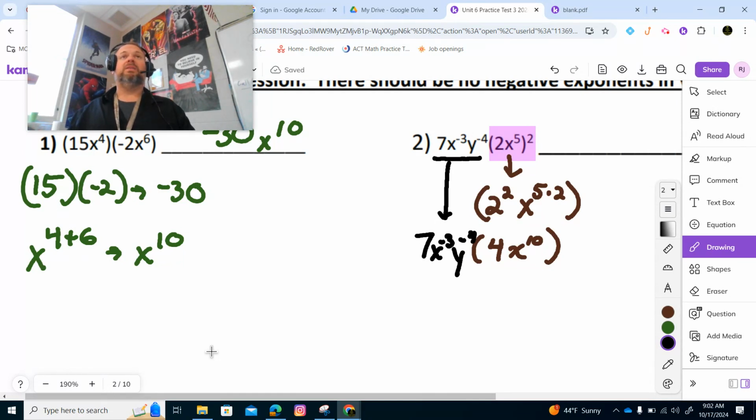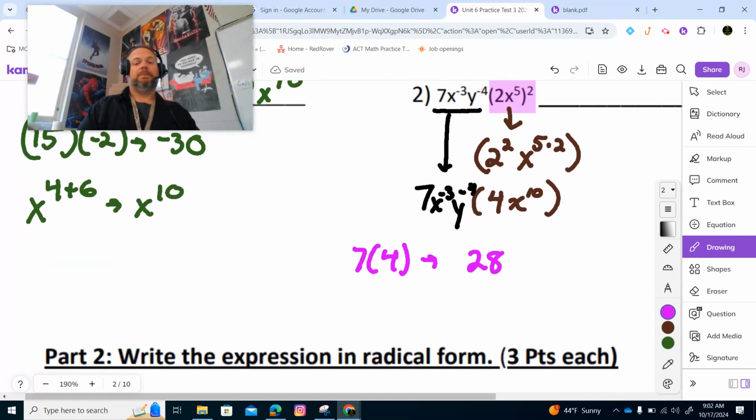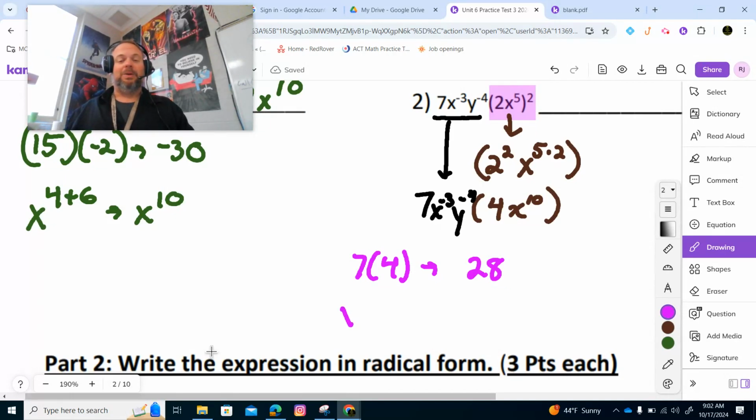Oh, look here, my friends. Now this looks like the problem we had previously. And what did we do previously, my friends? Well, we took our numbers and we multiplied them together, we took our exponents and we added those together. And then this poor little y is all by himself.